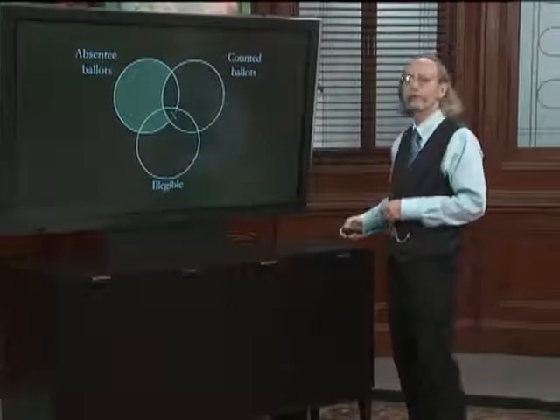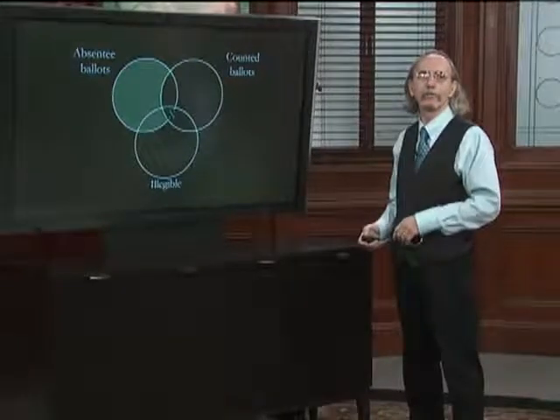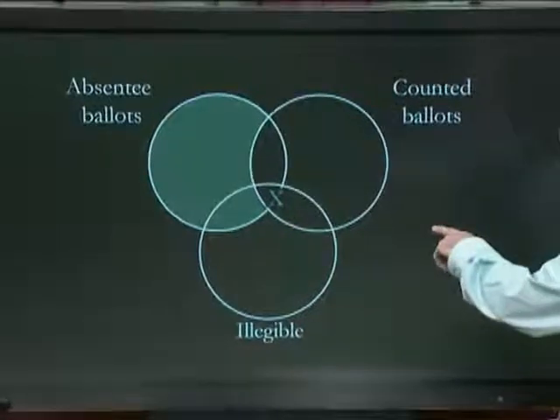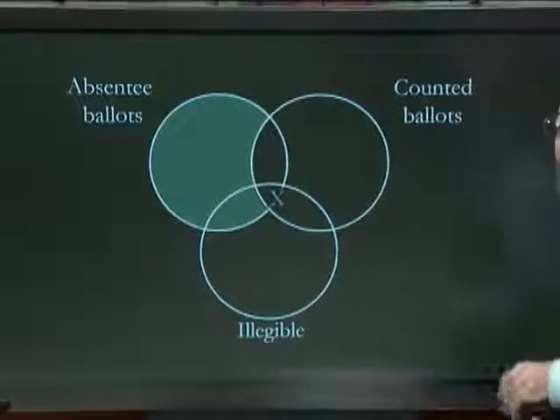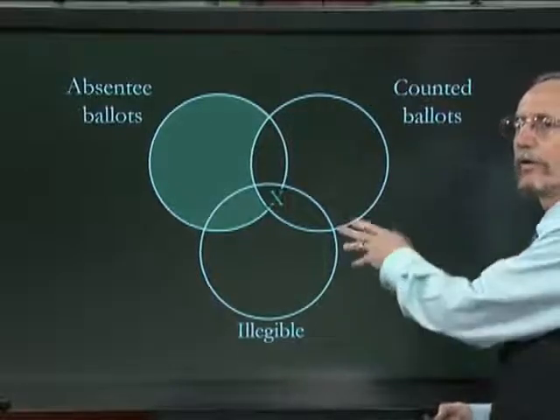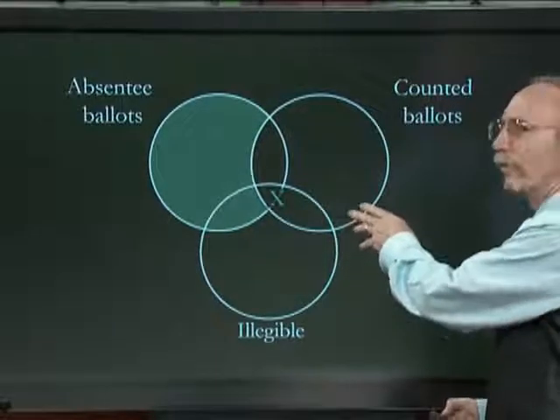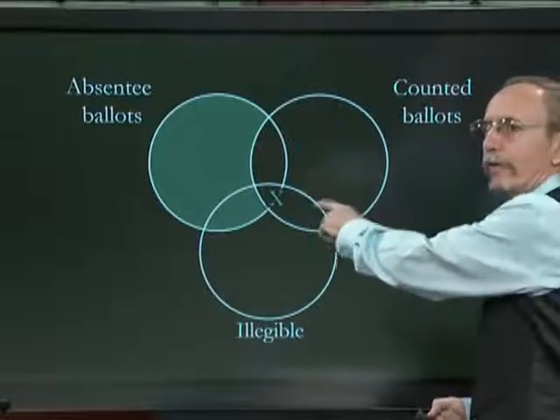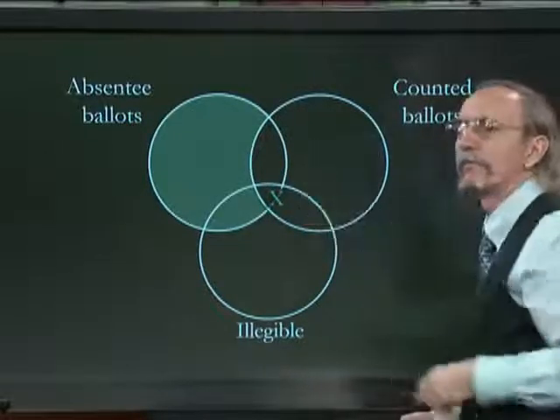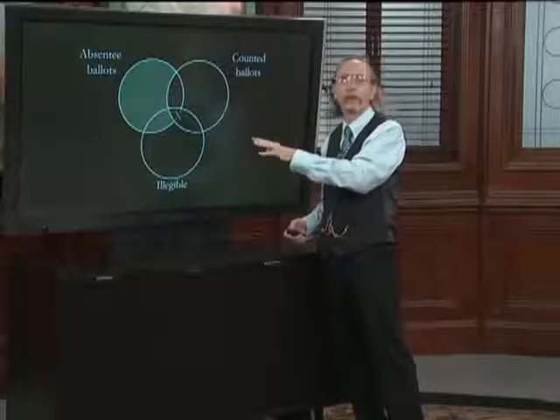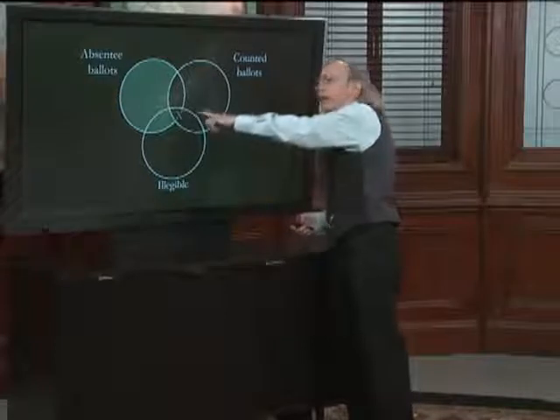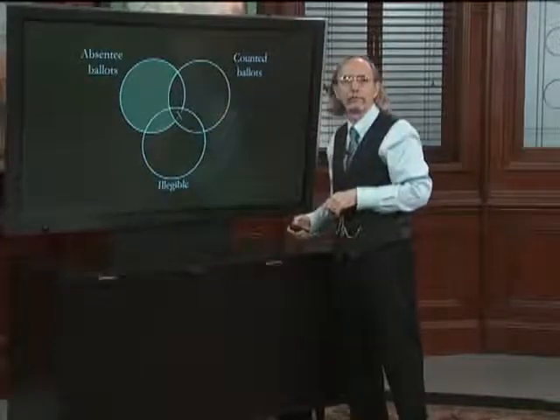The conclusion is some absentee ballots were illegible. Is that information already there? No. It would be there if we knew that X, that's somewhere in the overlap between counted and illegible, were in that central area that's also the overlap between absentee and counted ballots. But we don't know that. We only know it's somewhere in that larger overlap. It could be in either portion.